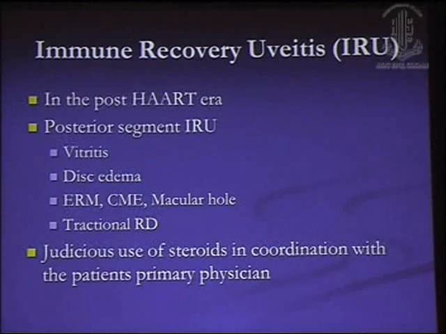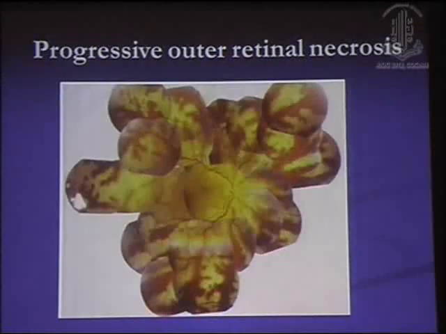So we are finding that we have to supplement with systemic steroids more often now than we used to in the past. We would prefer to use local steroids, depending on the kind of immune recovery uveitis. If it's anterior, it's topical; a little bit of vitritis, periocular steroid. And if it's systemic, we have to discuss with the patient's primary physician whether or not we can add a systemic steroid.